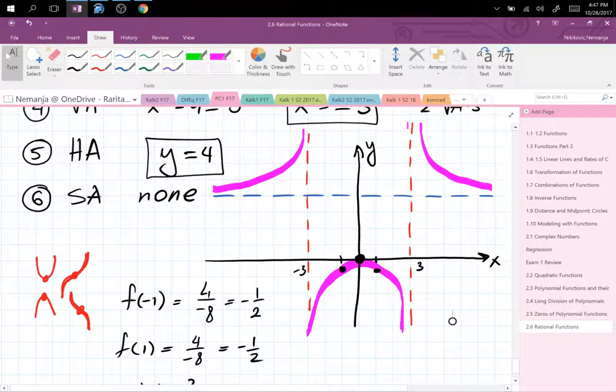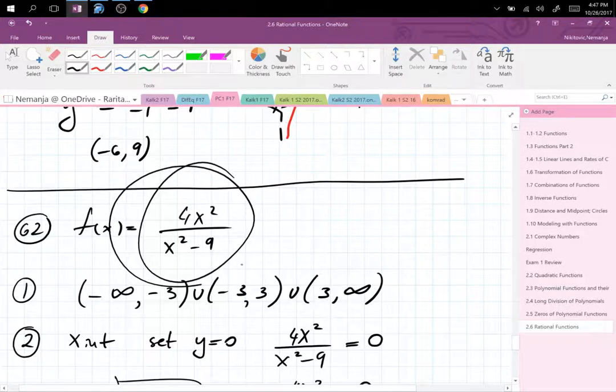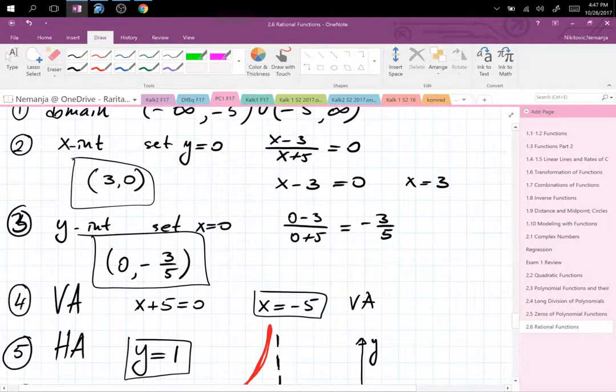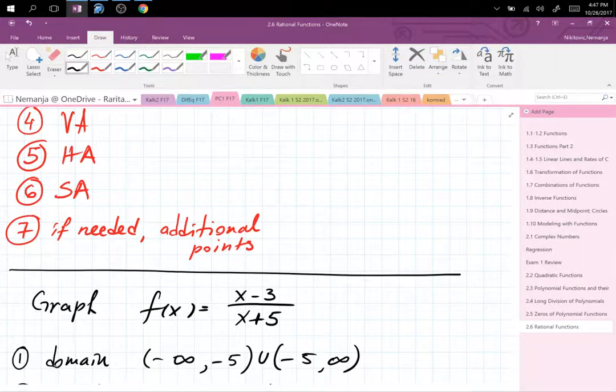It will take a few of these to get used to it. You know, set aside about an hour and a half to work through these things. This is a standard question for the exam, right? That one or this one. It tests everything: knowledge of asymptotes, knowledge of domain, x and y intercepts, and then graphing. Only if you need additional points, you will go and compute additional points.